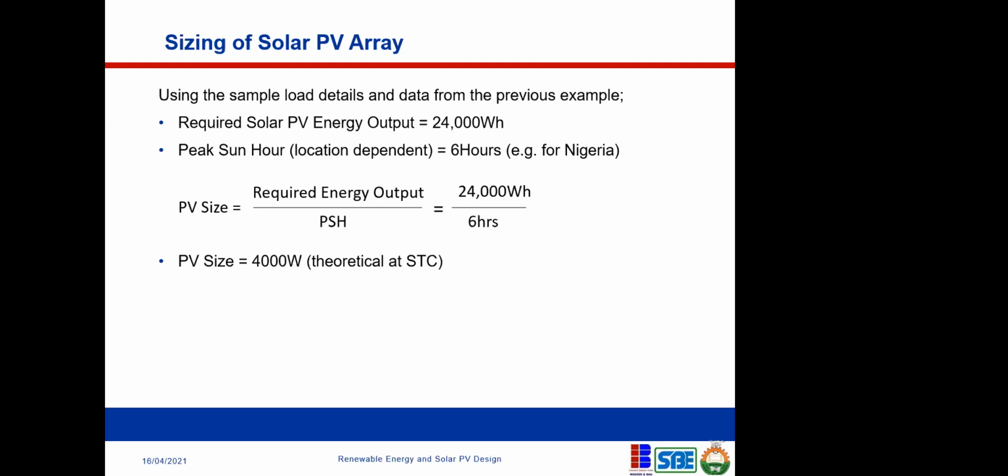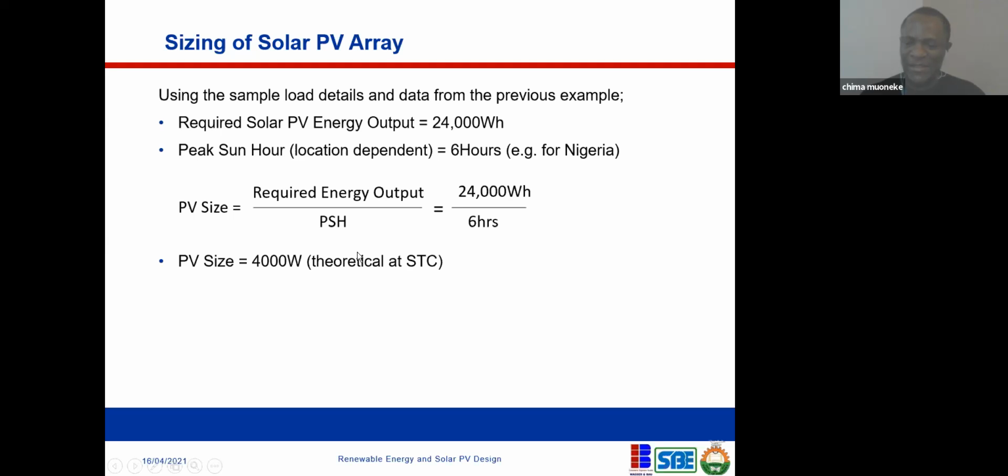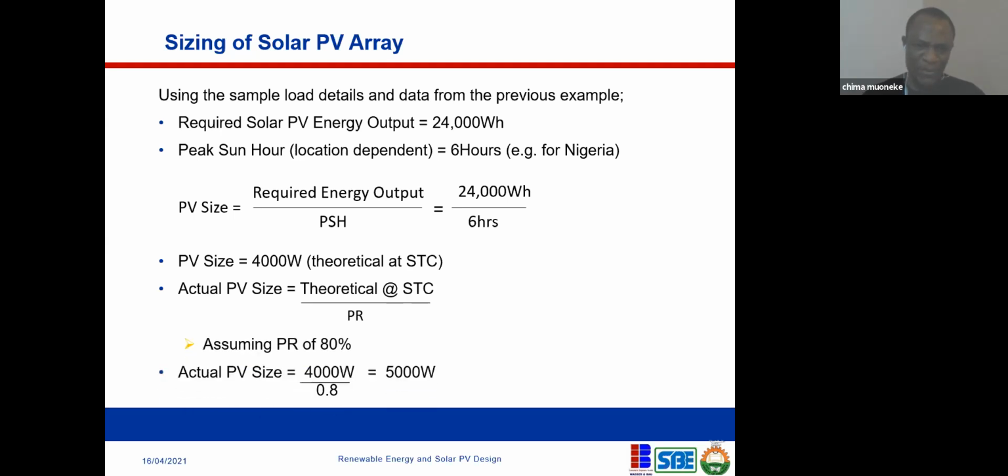Okay, so now this is our PV size at standard test condition. But again, the actual PV size that we're going to need, we are going to divide this 4,000 watt hour by performance ratio. So our PV performance ratio, it depends. You could use 80. In our example, let us assume that the performance ratio is 80%.